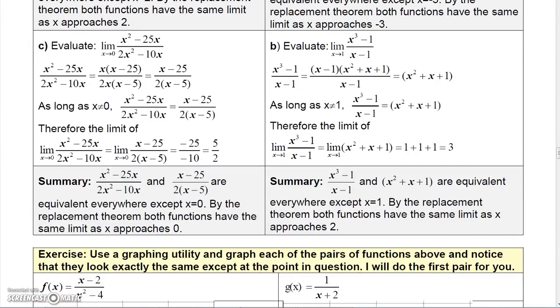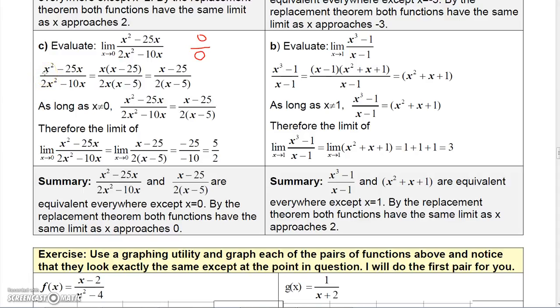Okay, let's do another one. This one says find the limit of this function as x approaches 0. Well, if you plug 0 in for the top, you're going to get 0. If you plug 0 in for the bottom, you're going to get 0. So here we got an indeterminate form. So let's factor the top.